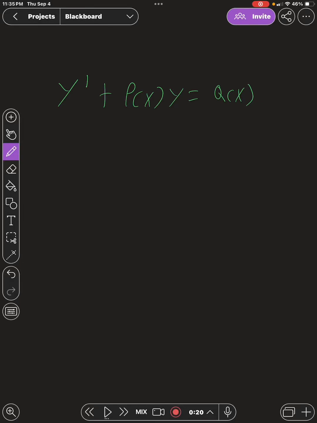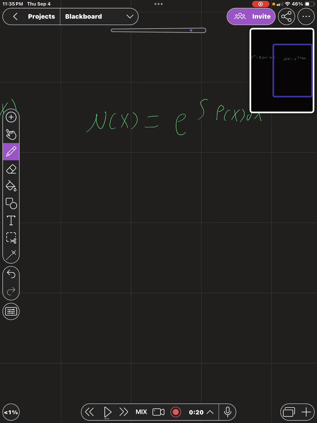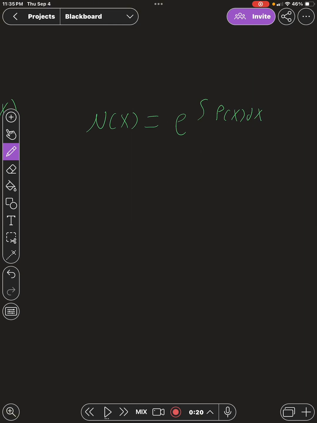Okay, so we've seen that we can use this method of the integrating factor to solve a first order linear differential equation of this form. The form is y prime plus p of x y is equal to q of x. We've also seen that the integrating factor is defined like this. Mu of x is equal to e to the integral of p of x dx.